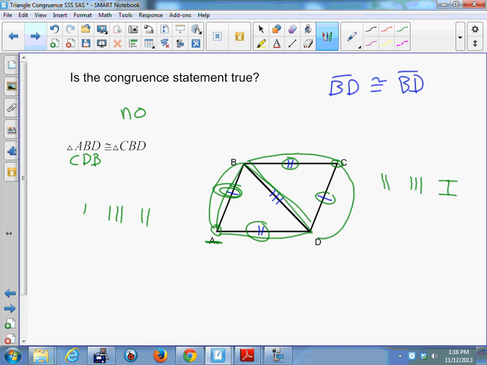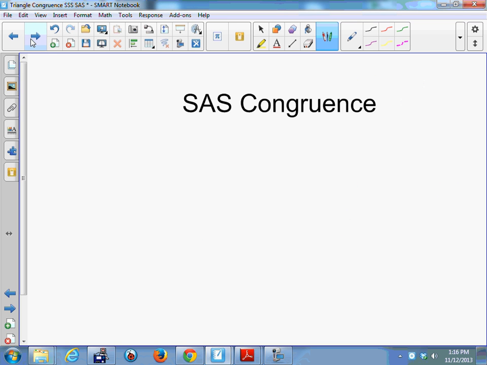Now we're going to start looking for these side, side, side. There's a lot of other different ones. The next one that we do is side, angle, side, and we'll talk about that in the next video.